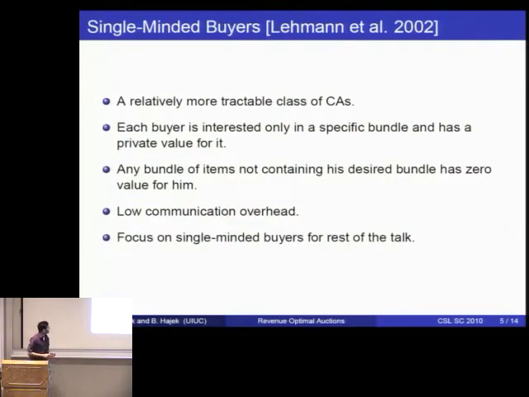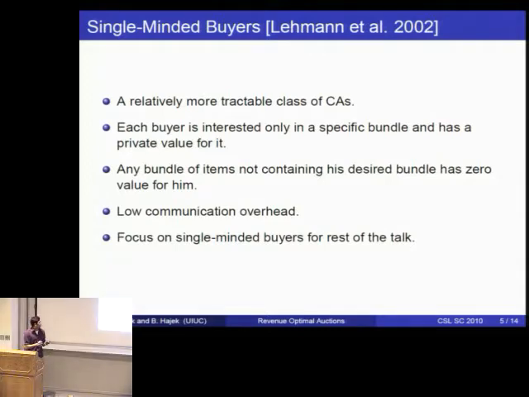Single-minded buyers are a special class of combinatorial auction problems which are more tractable. Here, each buyer is interested only in a specific bundle of items and has a value for it. Any allocation of items to him that does not contain his specific bundle will have zero value for him. An example: suppose someone is interested in a pair of shoes. If you give him just a left shoe or a right shoe, it's worthless for him. But if you give him both shoes as well as something extra, he'll be happy with it. That's what I mean by single-minded buyers.